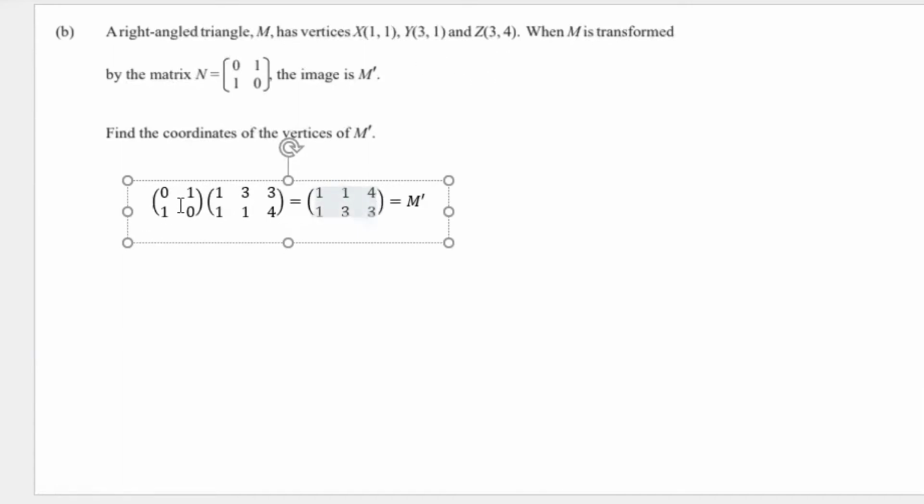Now looking at it, it is 0 times 3, which is 0, 1 times 4 is 4, so that is 0 plus 4, which will give us 4, and then 1 times 3 is 3, 0 times 4 is 0, so we have 3 plus 0, which will give us 3. And these would be the vertices of M prime, which is x prime, y prime, and z prime. So these are the coordinates of our newly reflected right-angled triangle. So this is our answer.